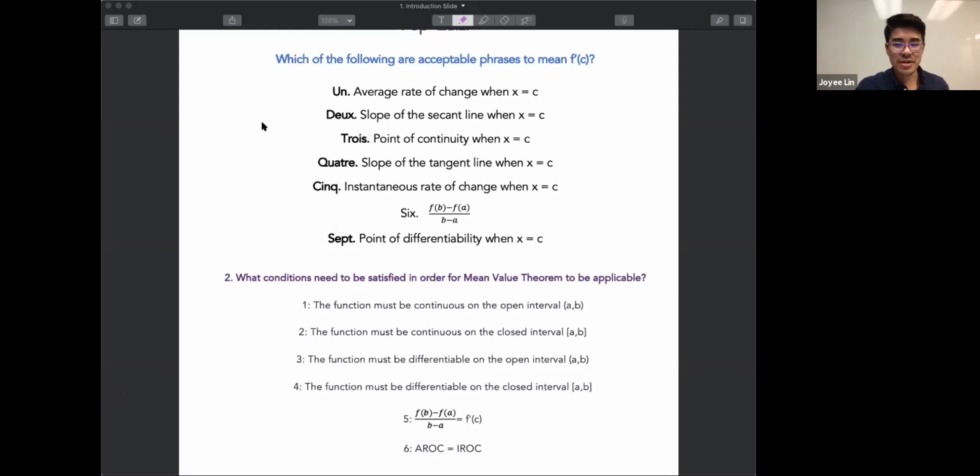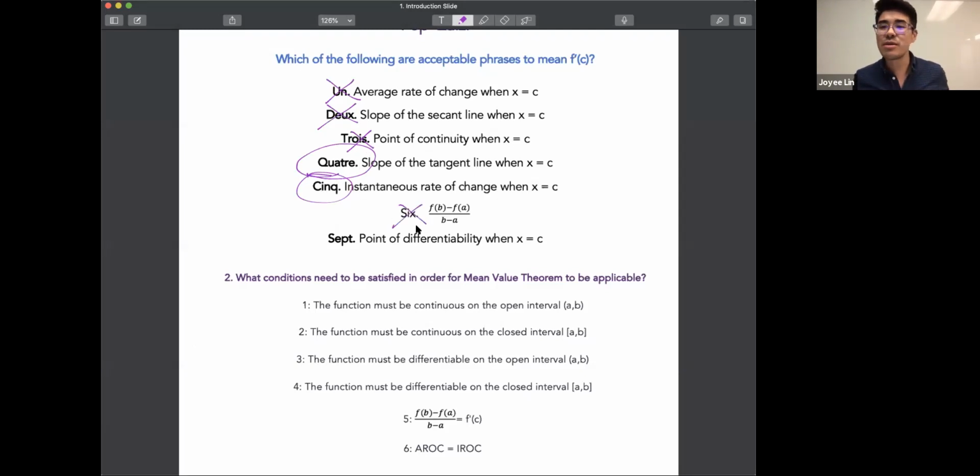Okay, so these are the results. A couple things to think of when you get f prime of c: I automatically think IROC, the instantaneous rate of change. So number 5 is true. The slope of the tangent line when x is equal to c is also true. It's not the average rate of change. Average rate of change is the same as the slope of the secant line, and it is not the same as the point of continuity. It's the same as number 6, which is another way of saying average rate of change. So it's just number 4 and number 5 for part number 1.